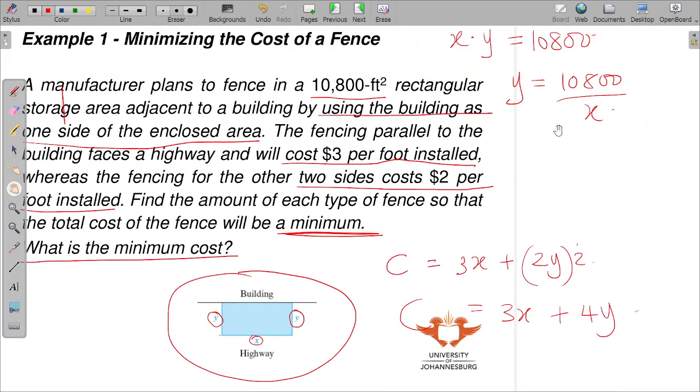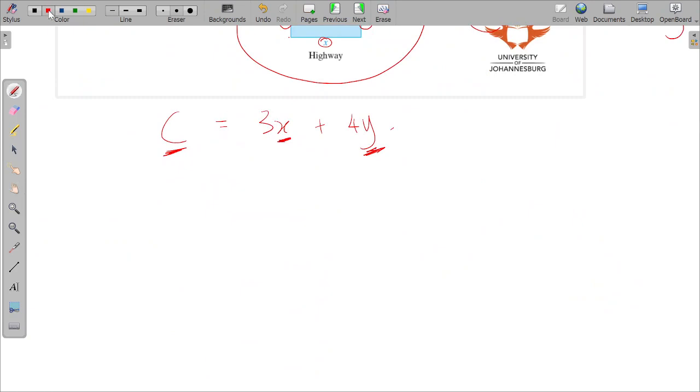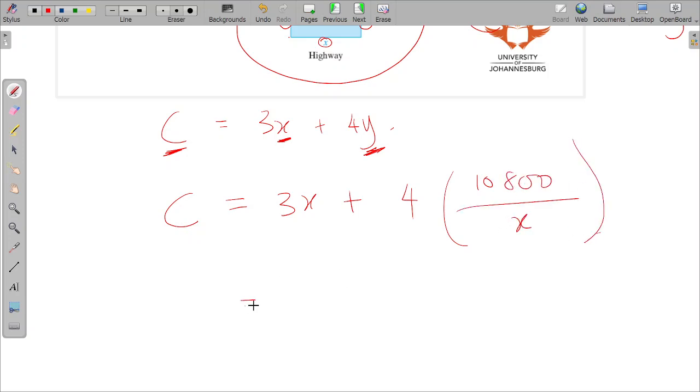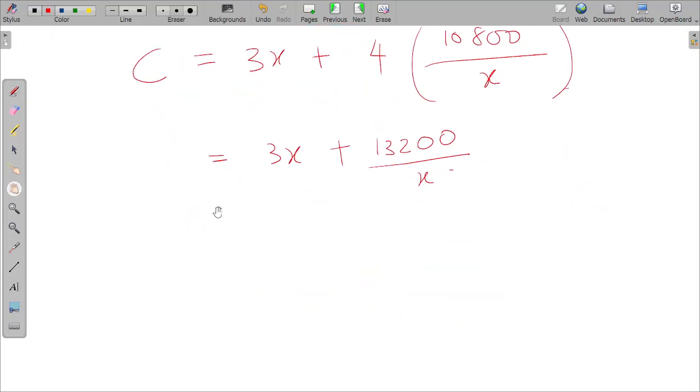Now I can bring that into my equation. Anywhere I see y, I put this, so that I can make it a function of just one variable: 3x plus 4 times 10,800 over x. This will give us 3x plus 43,200 over x. That is it. This is our C now, which is our cost function.